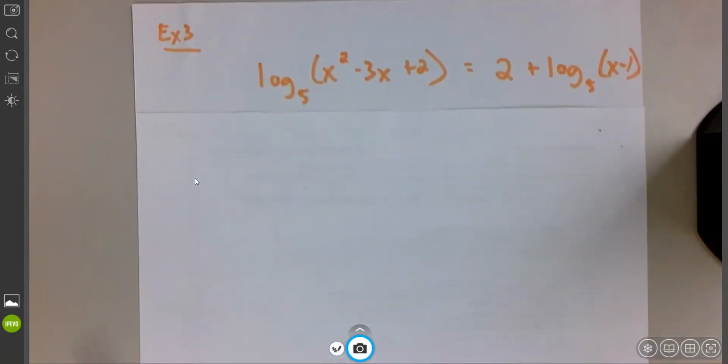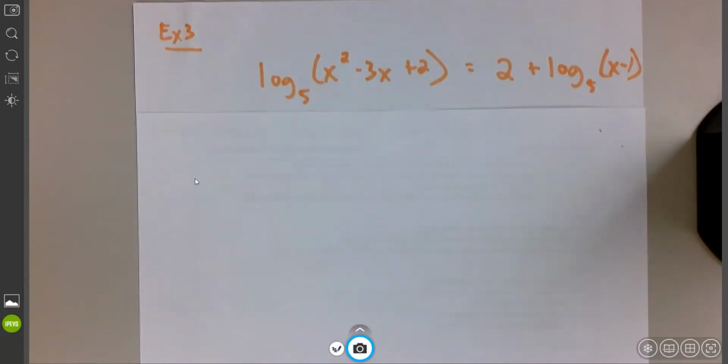Now we're going to get to some fancy stuff. I guess. It's kind of fancy. Log base 5 of that monster quadratic equals 2 plus log base 5 of x minus 1. Okay, you can hit pause. I would encourage you guys to hit pause on all these and try them out and see how far you get before you get stuck, or if you can go the whole way. But I'm going to keep going.